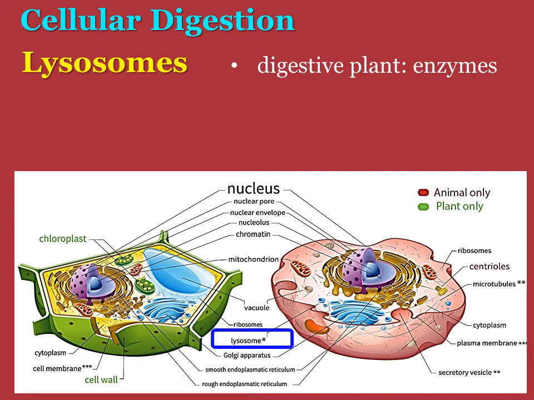Lysosomes are also known as suicide bags since they can digest damaged organelles, and the release of their enzymes into the cell can cause cell death or apoptosis. White blood cells contain large numbers of lysosomes to break down harmful bacteria entering the body.